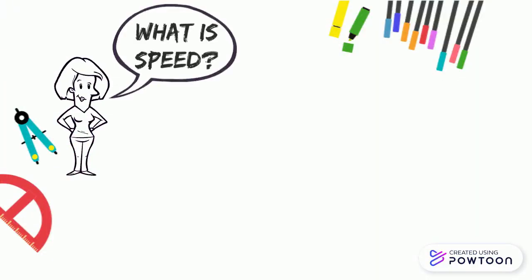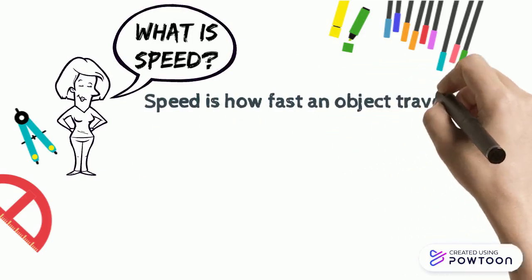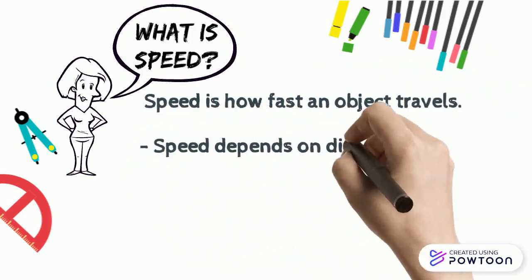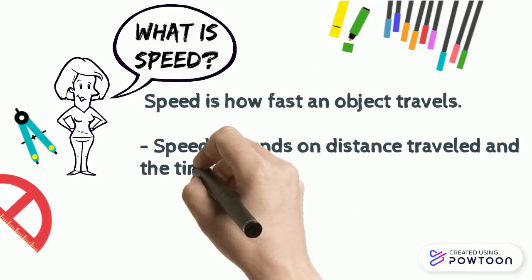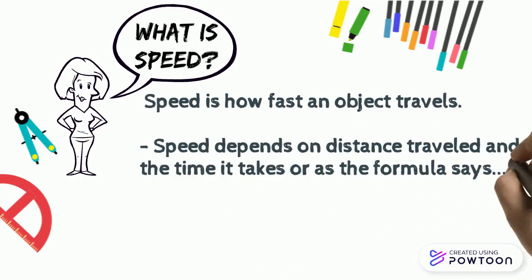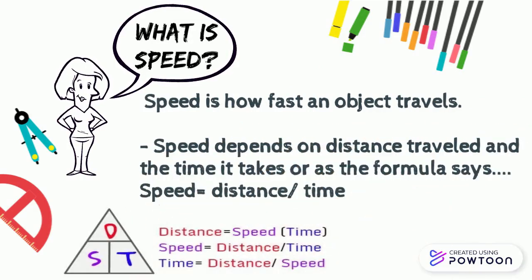Let's start with speed. Speed is how fast an object travels. So as we see it, a lot of times, speed equals distance over time. You notice this a lot, especially when you're driving with your family, when you see those speed limit signs and they say mph, or miles per hour.